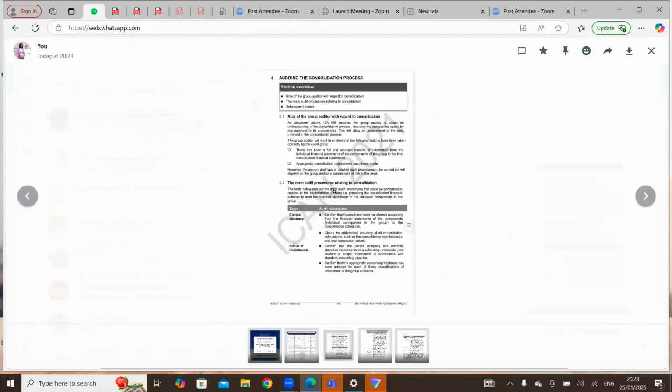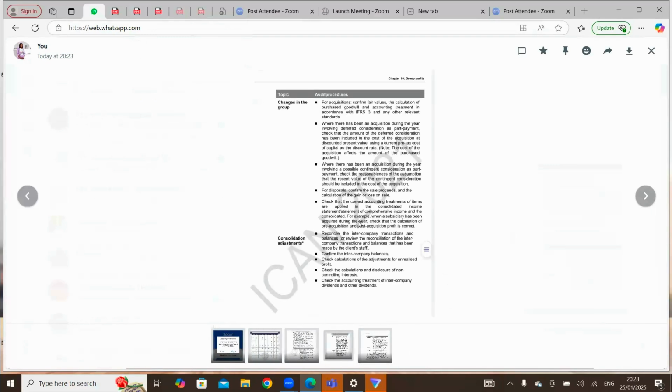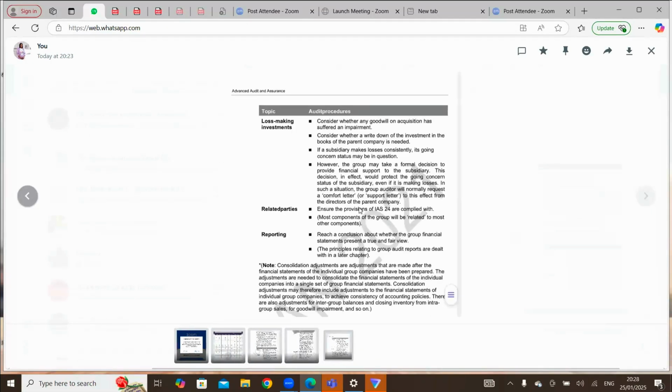So there are about six of them: arithmetical accuracy, status of investments, changes in the group, consolidation adjustments, and the last ones, loss-making investments, related parties, and reporting. Okay.